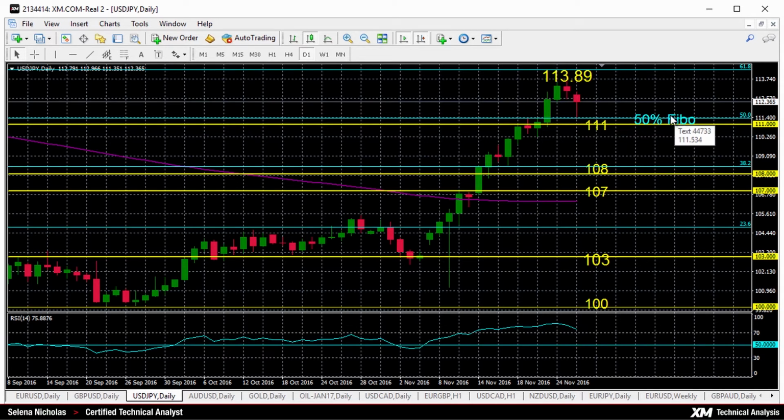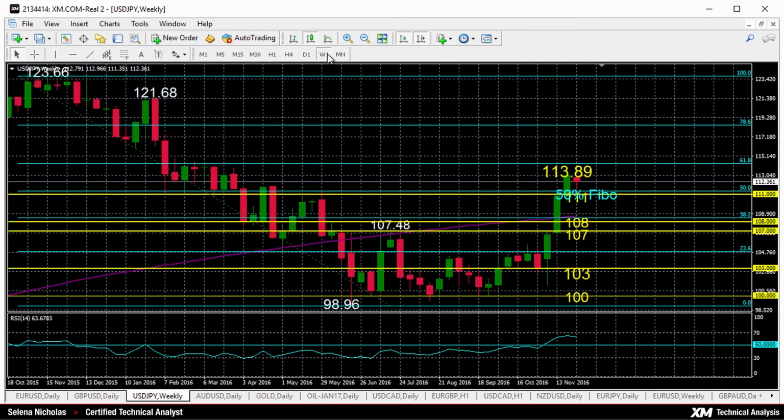We're finding support now at the 50% Fibonacci level. So this is important support. It was a long-term Fibonacci level. So this 50% retracement was of the decline, the down leg from November 2015 down to June 2016. So a drop from the 123.66 high down to 98.96. So this 50% Fibonacci level is now acting as support.